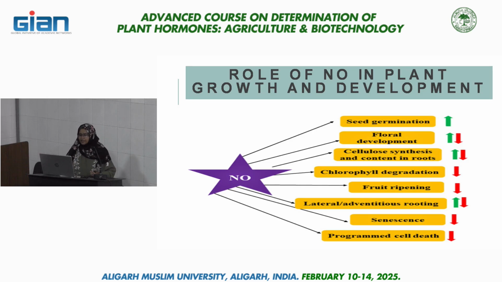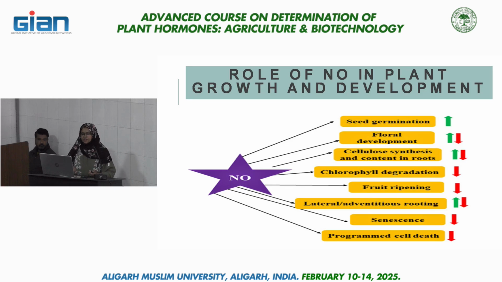So, it promotes seed germination, regulates flower development, influences cellular production in roots and prevents chlorophyll degradation. Additionally, NO delays fruit ripening, modulates lateral and adventitious root formation, inhibits senescence and suppresses programmed cell death. So, how does NO regulate all these functions? The first is seed germination, which we will also discuss in the next slide.